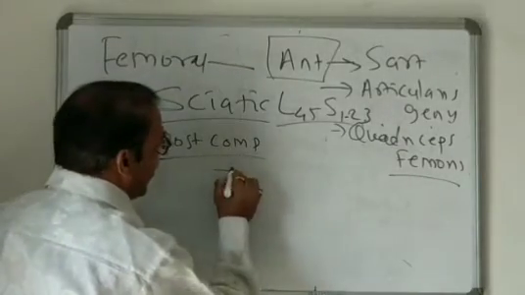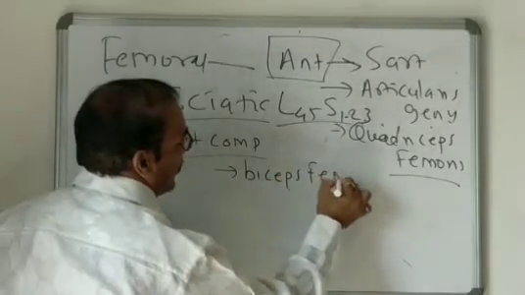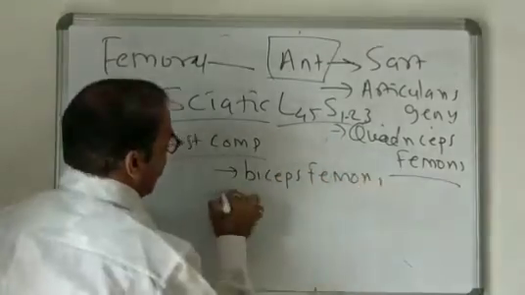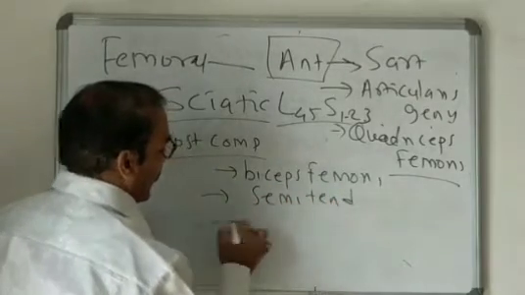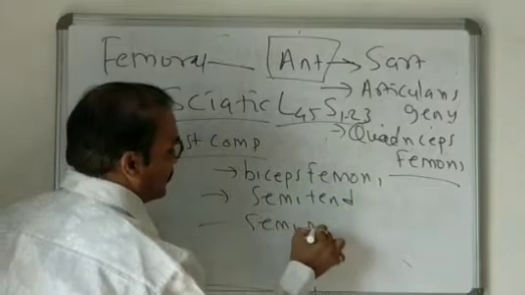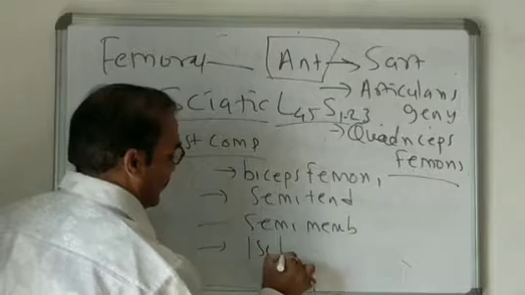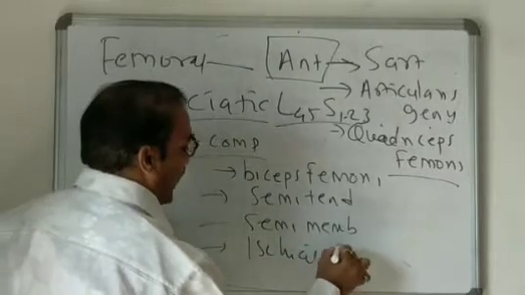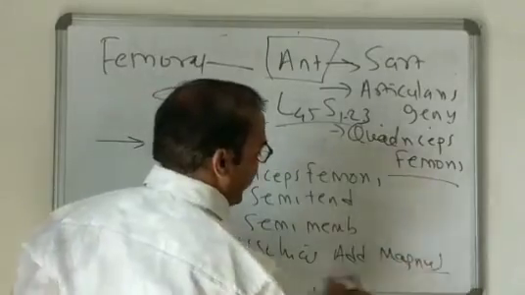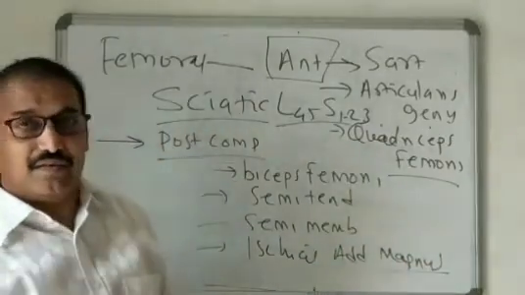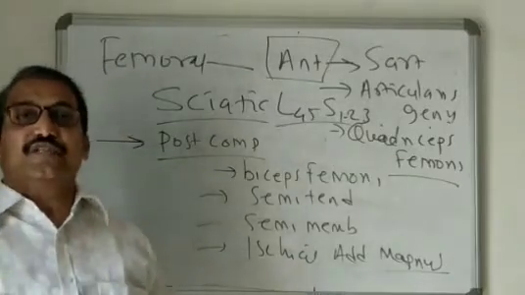The muscles present here are the biceps femoris, then semitendinosus, then semimembranosus, and the ischial head of adductor magnus. Adductor magnus has two heads. The pubic head enters the medial compartment, and the ischial head enters the posterior compartment.